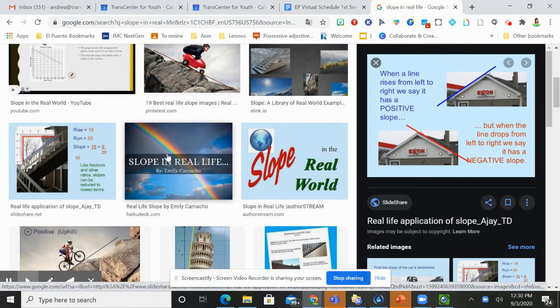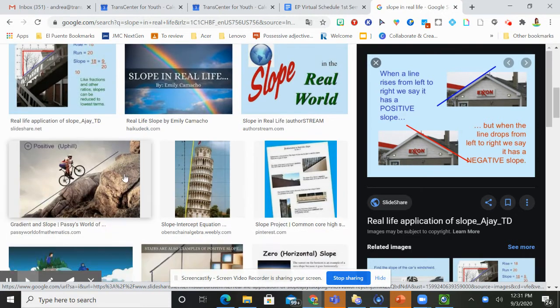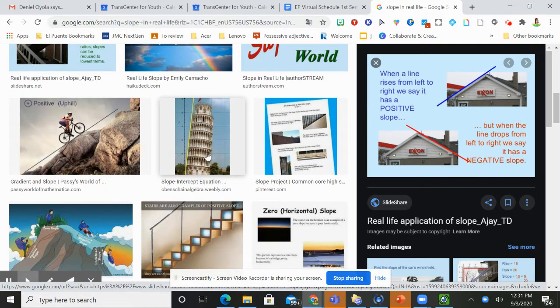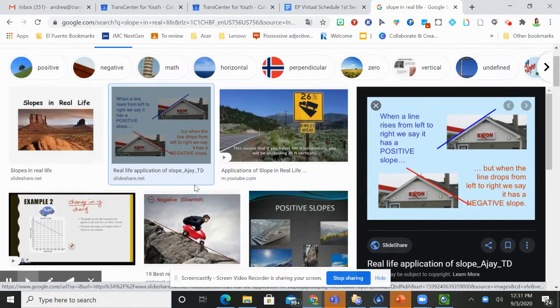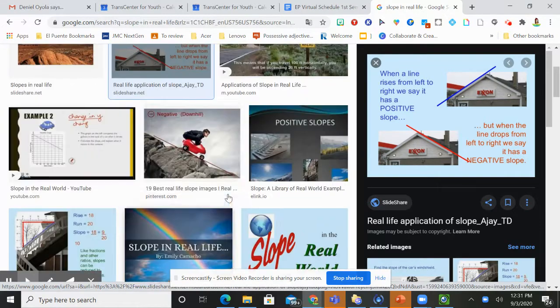A rainbow, when you take the change over the horizontal over the vertical right here, the measurements of a stairs, of the railings of a stair. Check it out. The Torre de Pisa has its slope, right? It's not straight, it's not an undefined slope. You can calculate the slope of La Torre de Pisa. Anyway, these are examples of slope in real life.